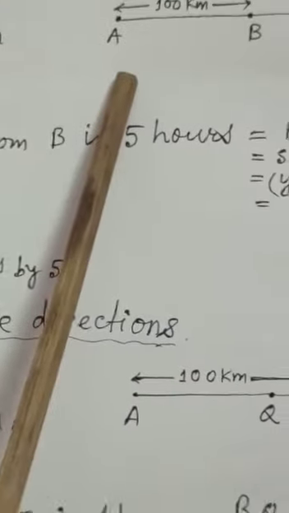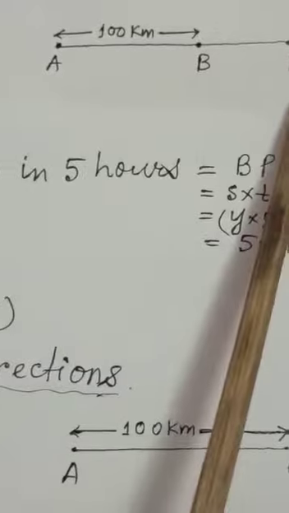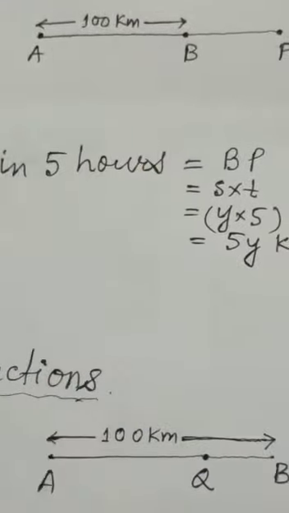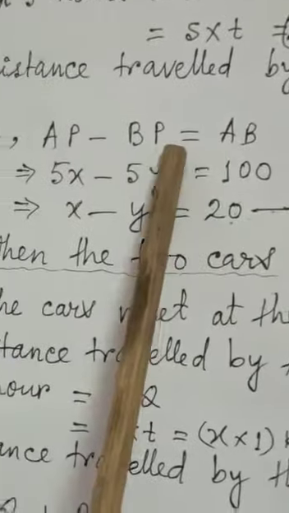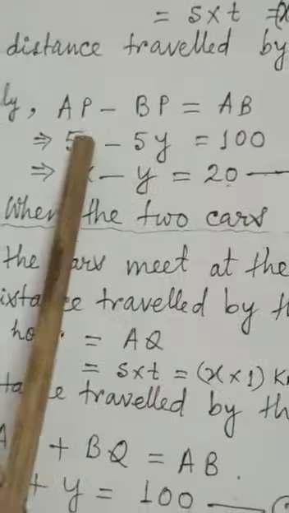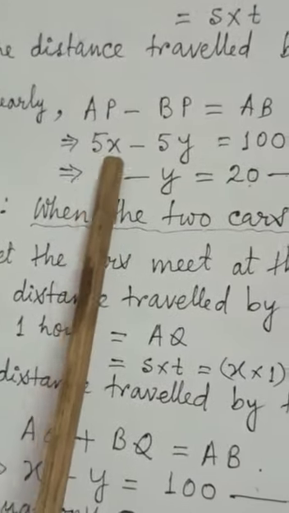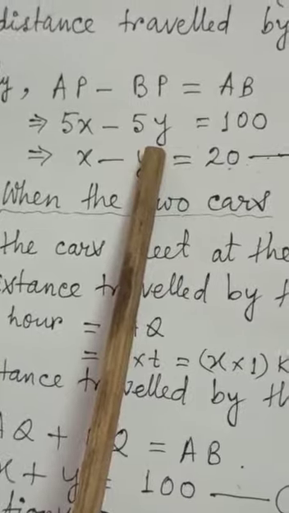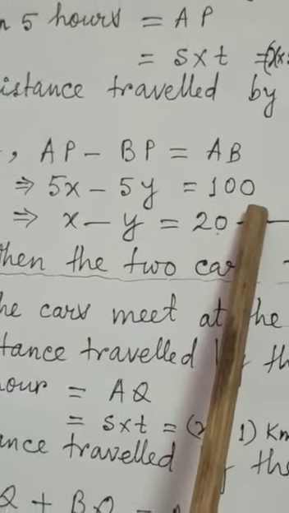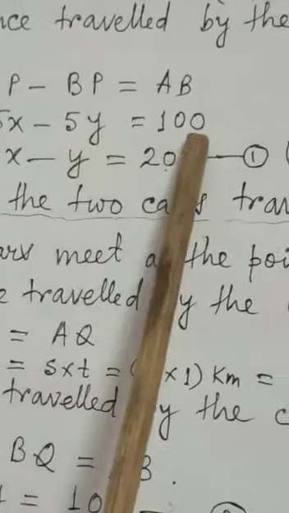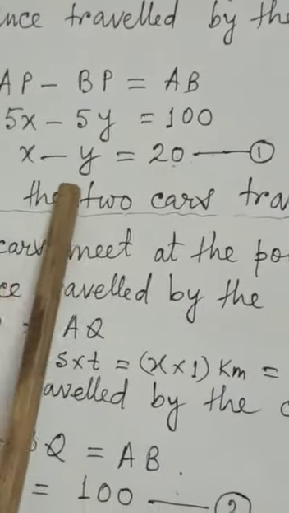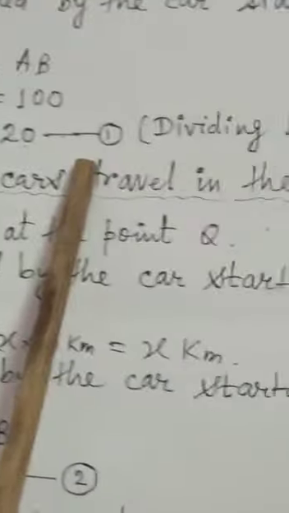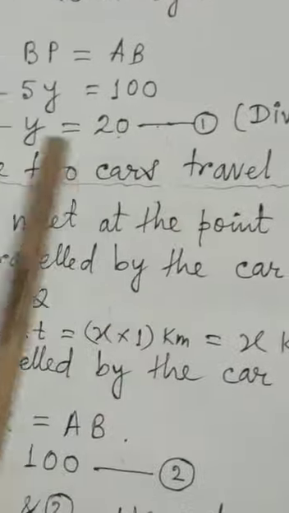Now from the figure it is very clear that AP minus BP is equal to AB, which we have written here. AP minus BP is equal to AB. AP we have got as 5x km, BP we have got as 5y km, and AB is given 100 km. So 5x minus 5y is equal to 100. Dividing both sides by 5, we will get x minus y is equal to 20. Suppose it to be equation 1.